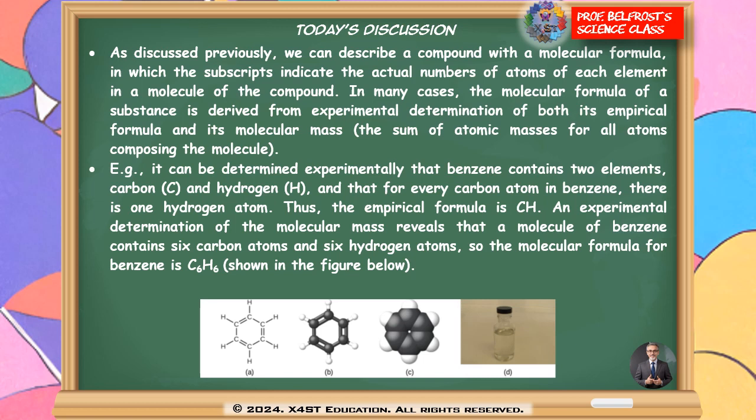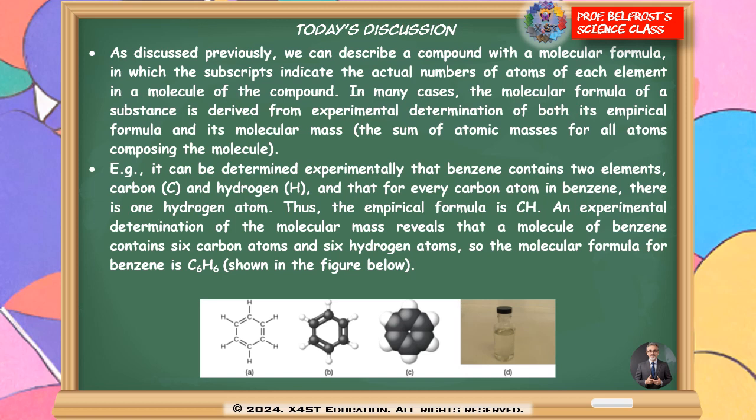In many cases, the molecular formula of a substance is derived from experimental determination of both its empirical formula and its molecular mass. We'll see the example later. The molecular mass is the sum of atomic masses for all atoms composing the molecule.